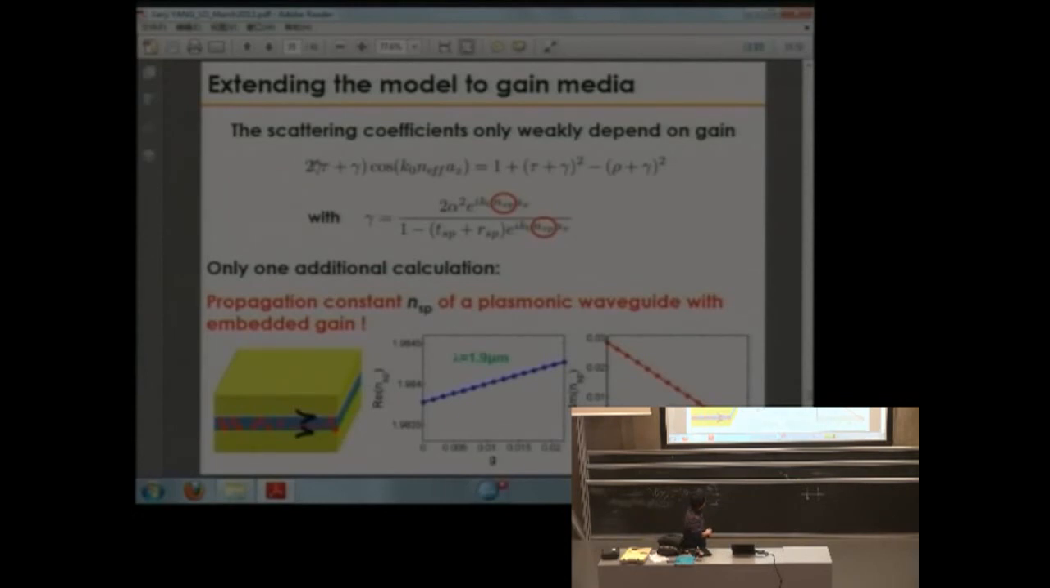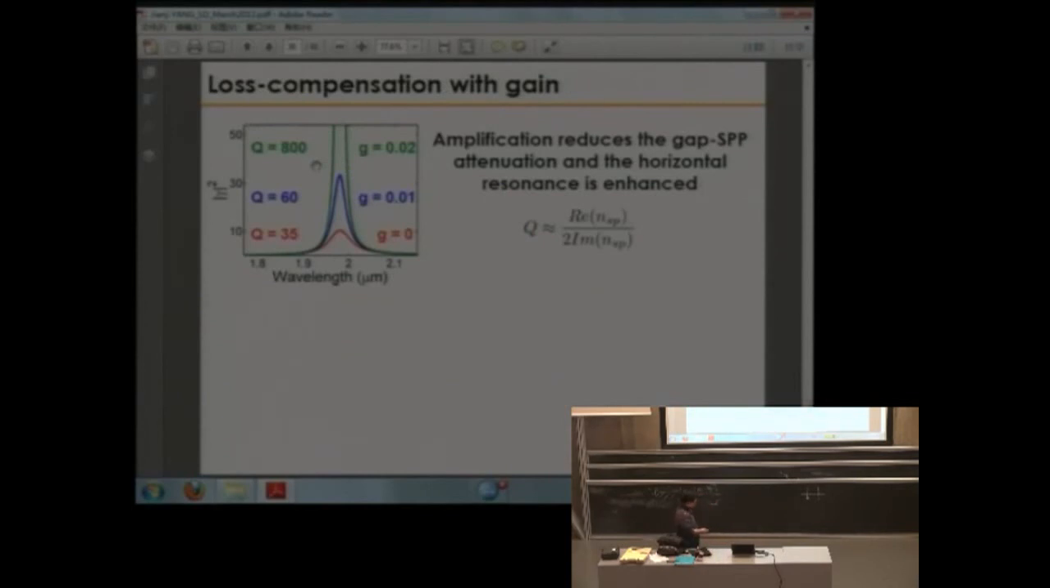So we just need to perform one additional calculation, which is the propagation constant of the gap plasmon in a metal-dielectric-metal plasmonic waveguide with some gain embedded in the dielectric core. Here, as shown by the calculation, the real part of this propagation constant is independent of the gain, while the imaginary part of this propagation constant drops rapidly when the gain increases from 0 to 0.02. And this plasmon even becomes a bit amplifying when the gain is around 0.02. At the meantime, the quality factor of the gap resonance increases from 35 to 800, when the gain increases from 0 to 0.02.